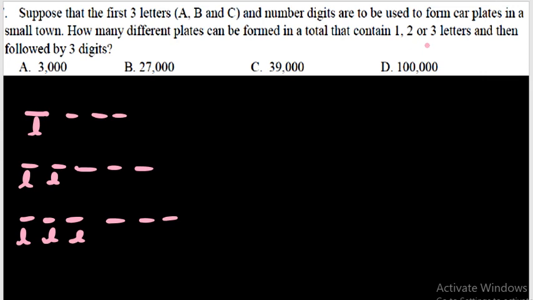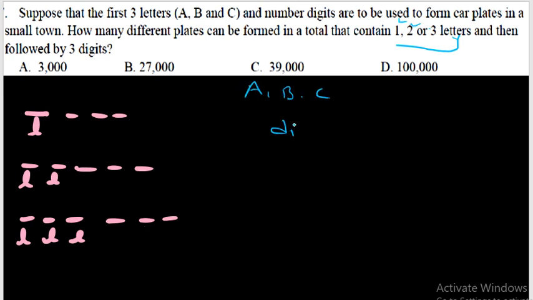1, 2, or 3 letters and followed by 3 digits, it says. So the main idea is found here. It is 1, 2, or 3, which means 1 letter and 3 digits, 2 letters and 3 digits, or 3 letters and 3 digits. What are the letters? Just A, B, and C.